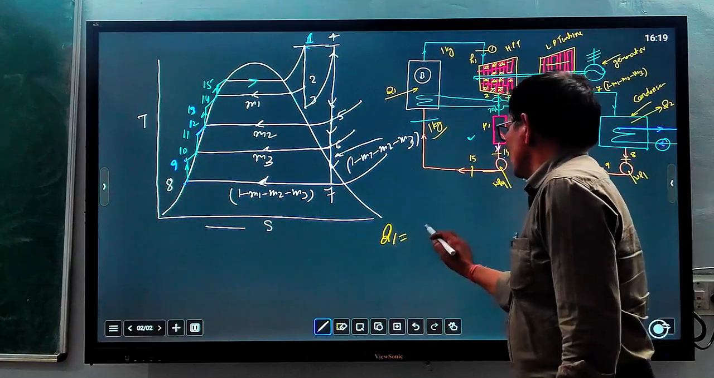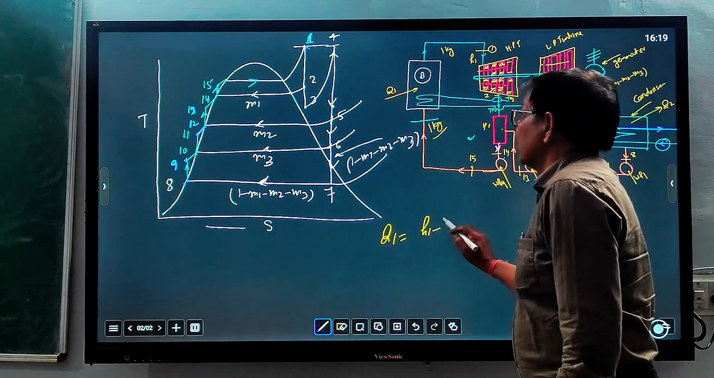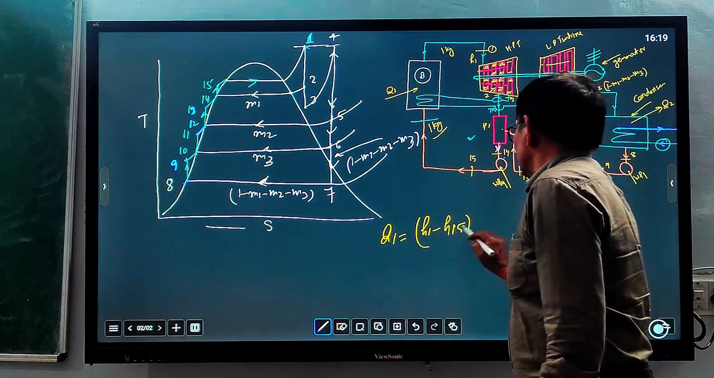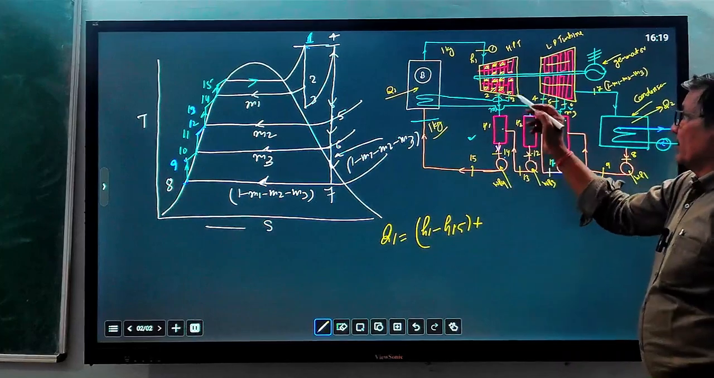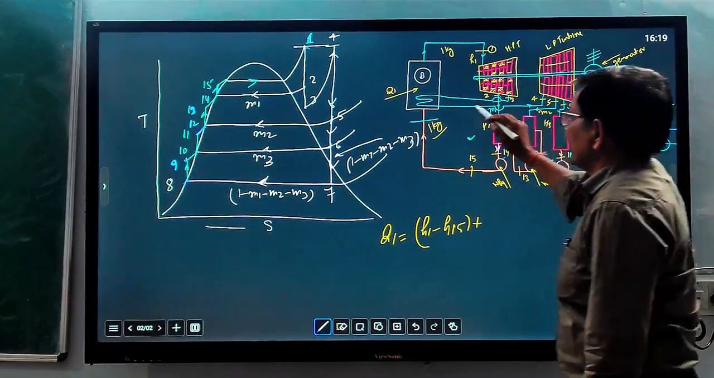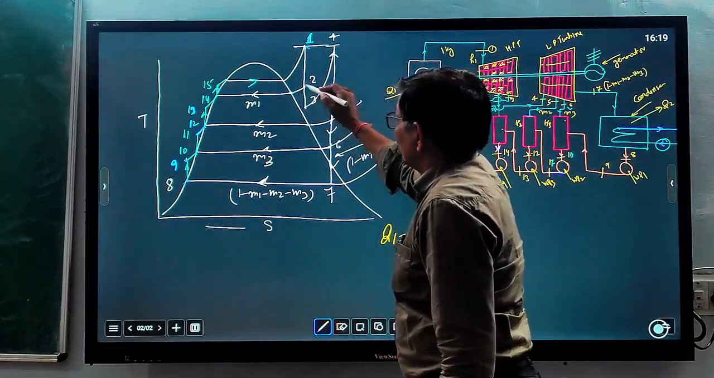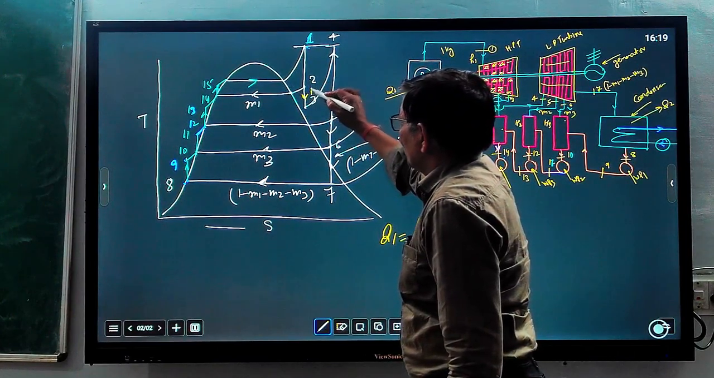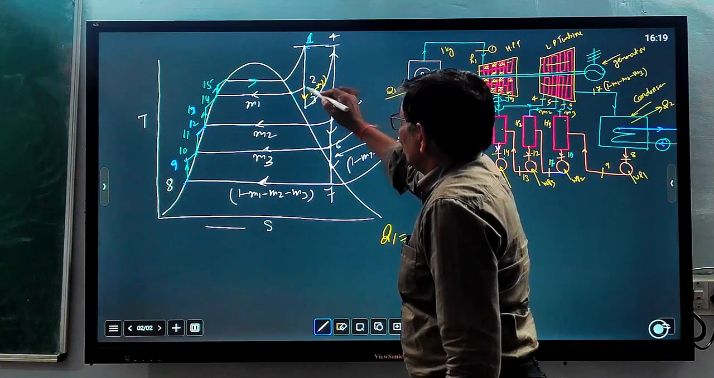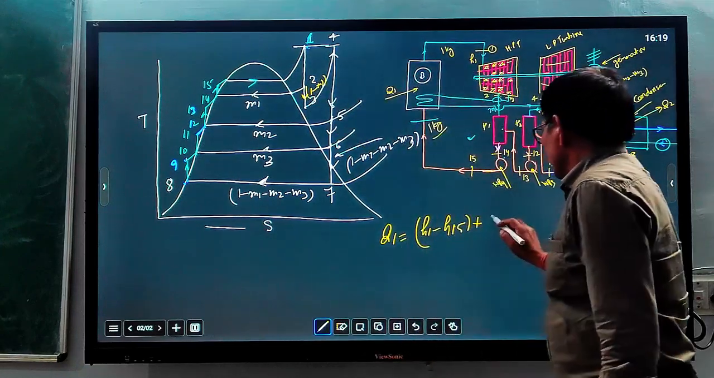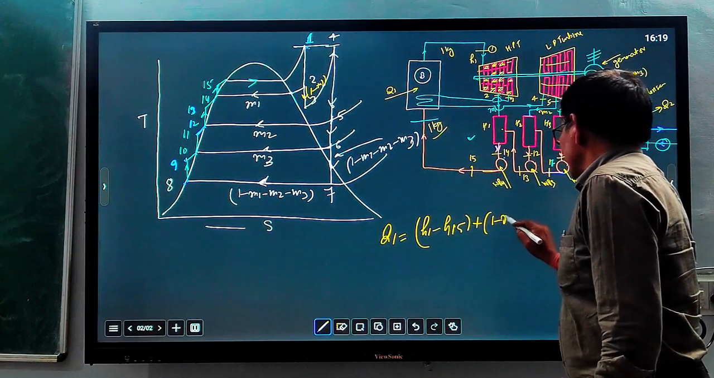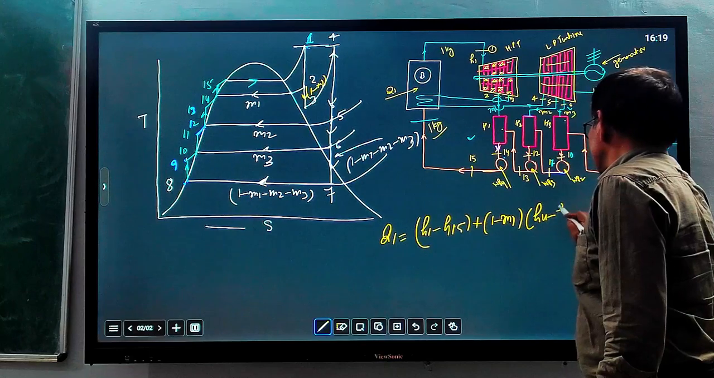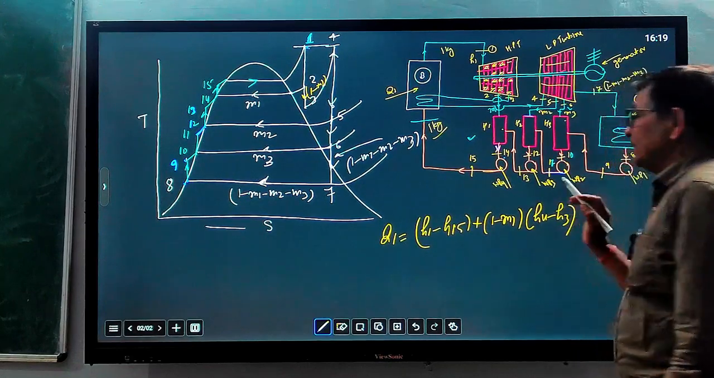So Q1 equals H1 minus H15, plus the reheat heat addition. Because M1 quantity is taken out here, the remaining quantity will be 1 minus M1. So 1 minus M1 is reheated from 3 to 4, so H4 minus H3. This is the heat added.